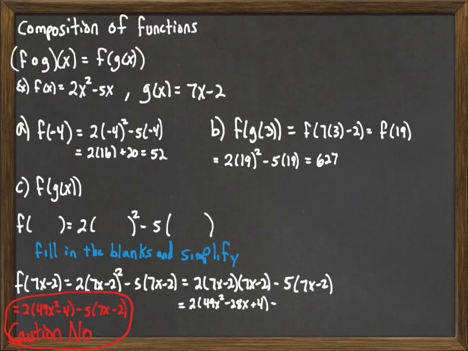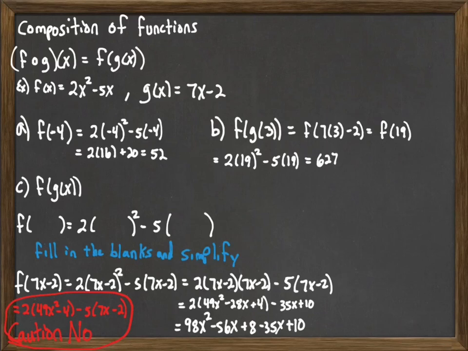And then we also distribute the 5 through. All right, 5 times 7x will be minus 35x, and then don't forget that's a negative 5 times a negative 2, which makes that plus 10. And so then we just continue to simplify here. We multiply through by 2. 2 times 49 is 98x squared. 2 times 28 is minus 56x. 2 times 4 is plus 8. And then we still have the minus 35x and the plus 10 left there.